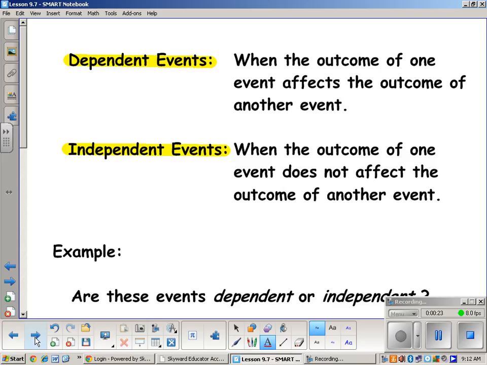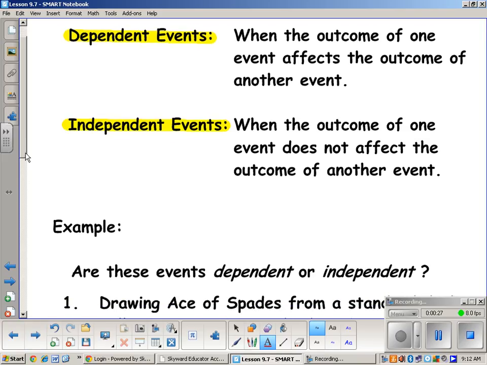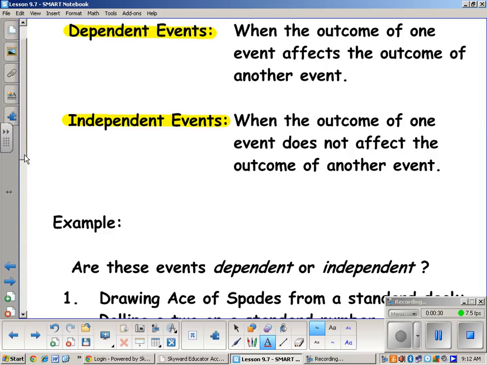Alright. We have a little bit to copy down here, so I'm going to pause this so you can copy and then we'll talk about it. Just to make sure I wrote this right, I'll read it. Dependent events are when the outcome of one event affects the outcome of another event. Independent events are when the outcome of one event does not affect the outcome of another event.